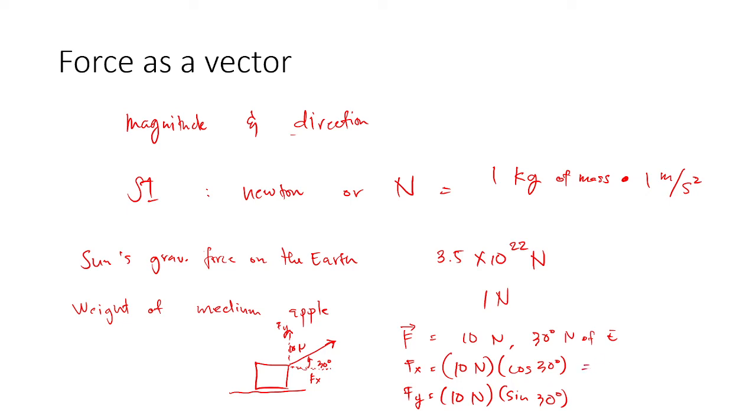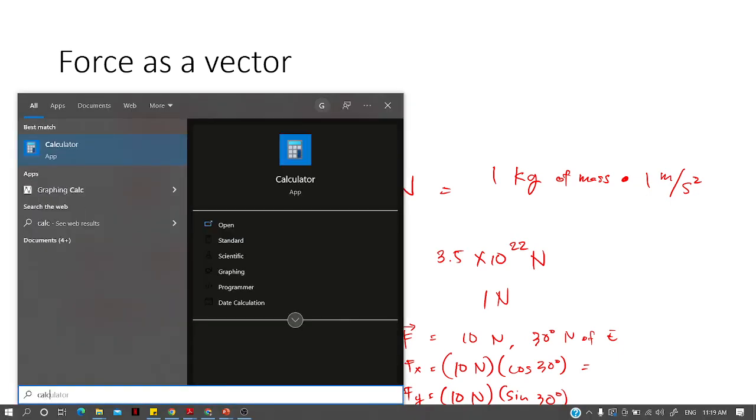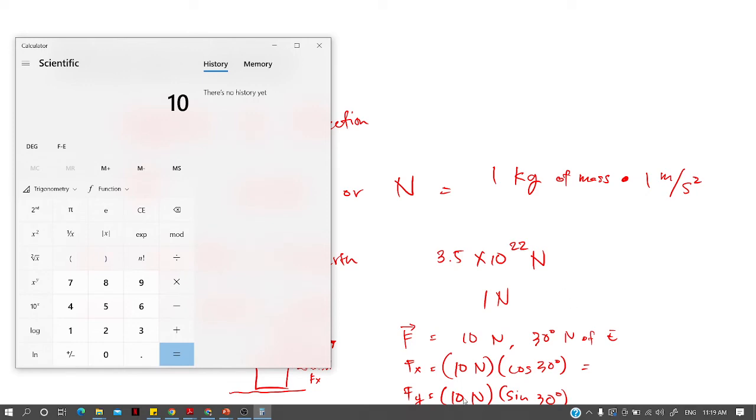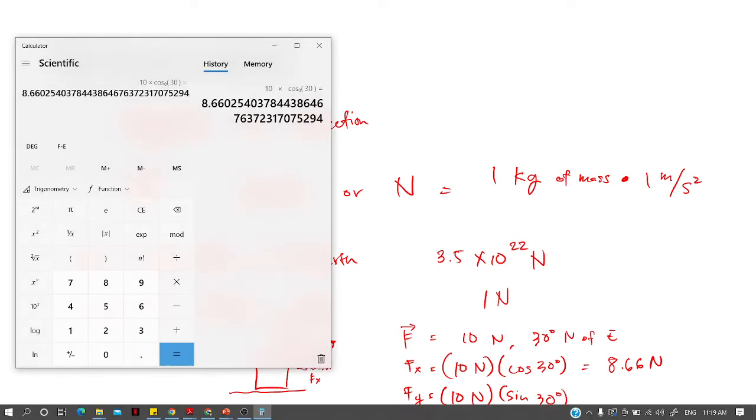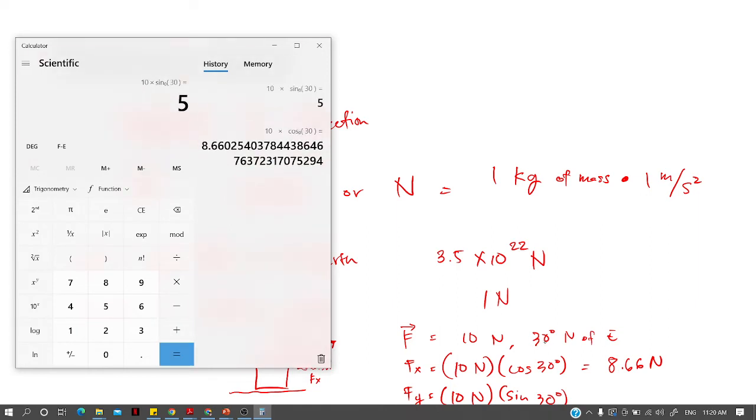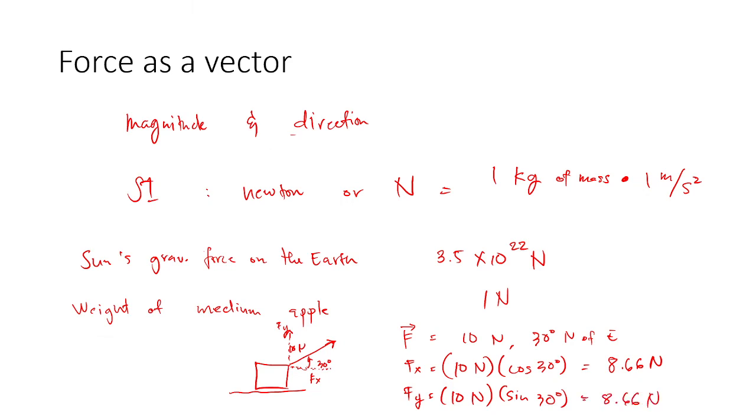So, ibig sabihin lang yan kung kukunin natin yung 10 cosine of 30, try natin. Calculator. So, we have there 10 times cosine, ay teka, lagay ko muna yung 30, times 30 cosine. So we'll have there 8.66 newtons para dito sa x direction. Okay? And for the y direction, we will have here 10 times 30 sine. Okay? So we'll have there 8.66 newtons din para dun sa ating y direction. Okay? So that is our x and y components.